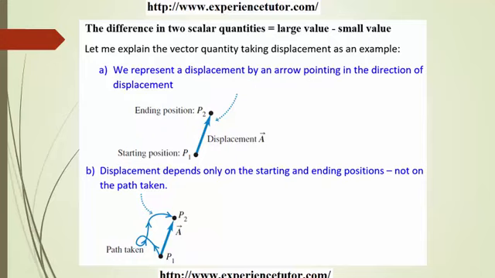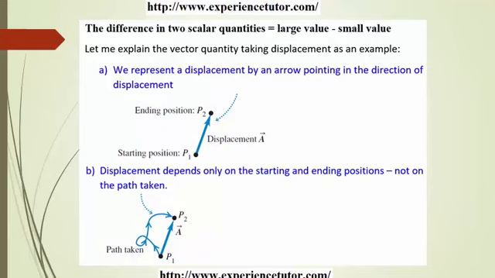Let me explain the vector quantity taking displacement as an example. A. We represent a displacement by an arrow pointing in the direction of the displacement. In the below figure, starting point is P1, ending point is P2, displacement is A.